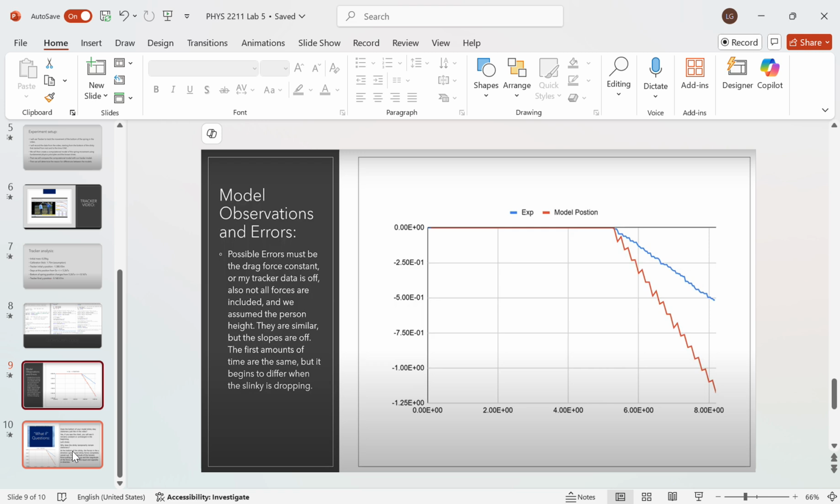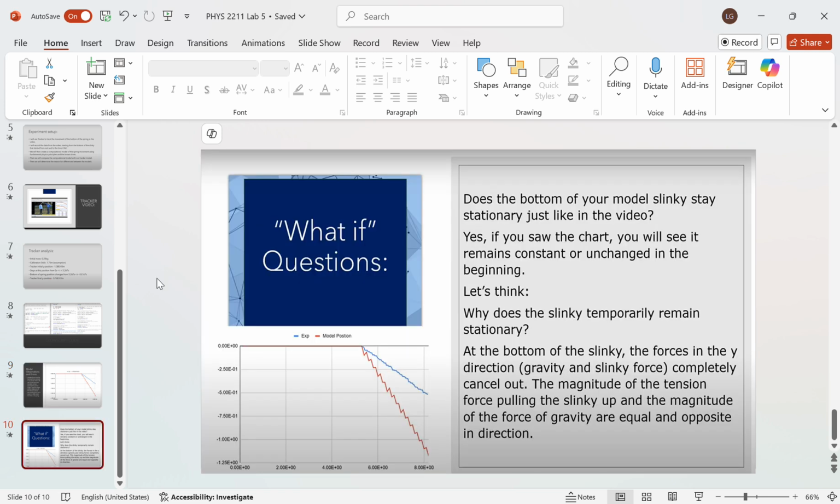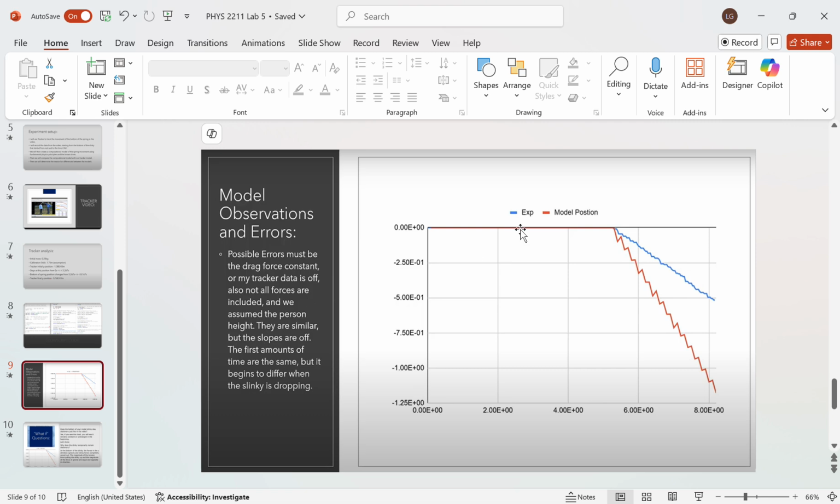And finally, we have some what-if questions. Does the bottom of your model Slinky stay stationary just like in the video? And the answer is yes. If you saw the chart, you will see it remains constant or unchanged in the beginning. If I go back here, you can see that is this line right here. You can see the orange and the blue both remain constant in the beginning.